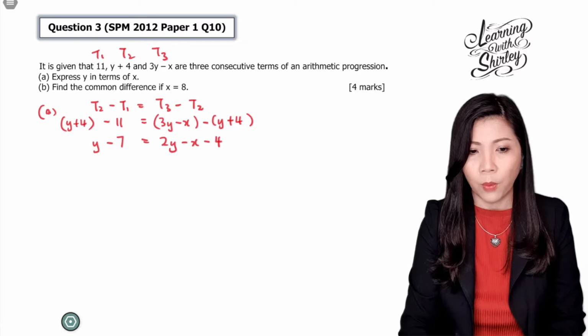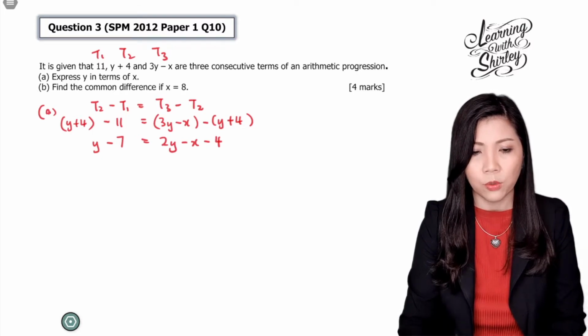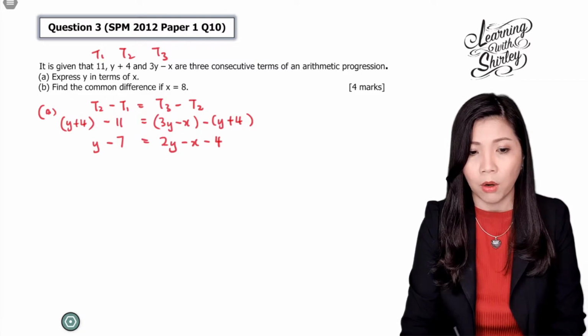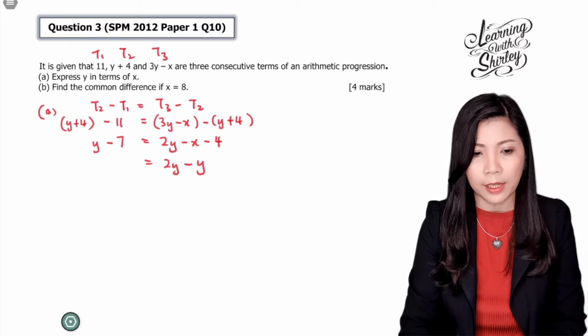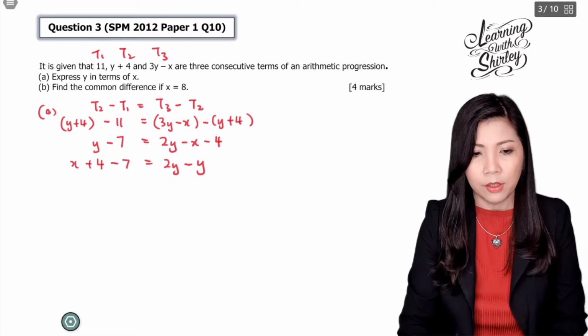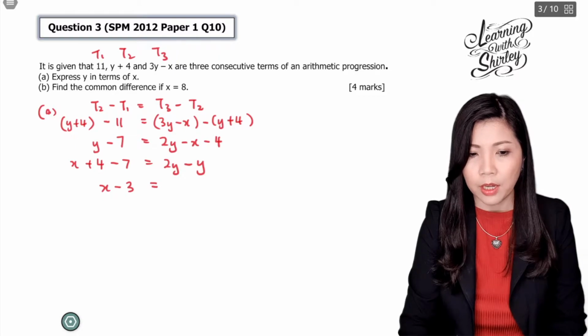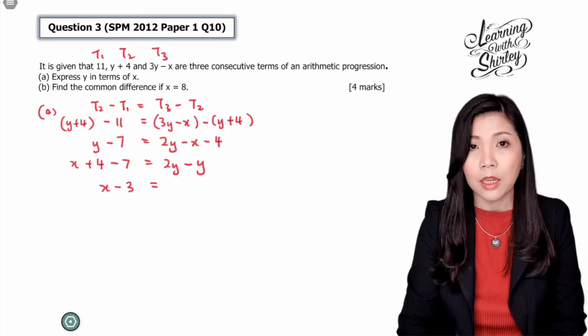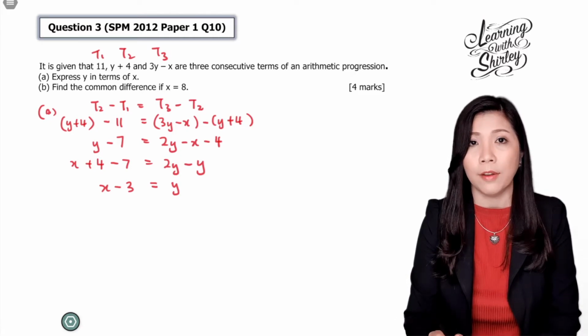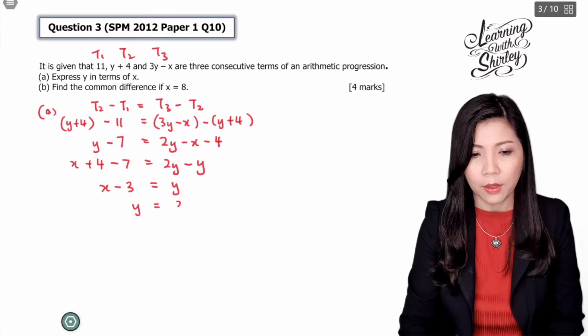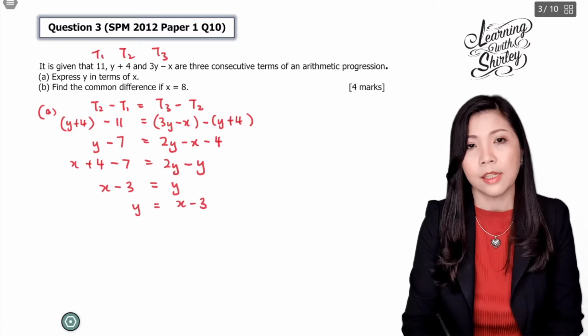So let's look at the question. They want to express y in terms of x, which means that we have to gather y to one side. So I'm going to put my y on my right hand side first, so that it will become a positive y, and then the rest all move to the left hand side, so it'll be x plus 4, then minus 7. Okay, so this will be x minus 3 equals to, so 2y minus y is equal to y. And then we swap them around because we want our y to be on the left hand side. Okay, so y equals to x minus 3. So this is the answer for A.